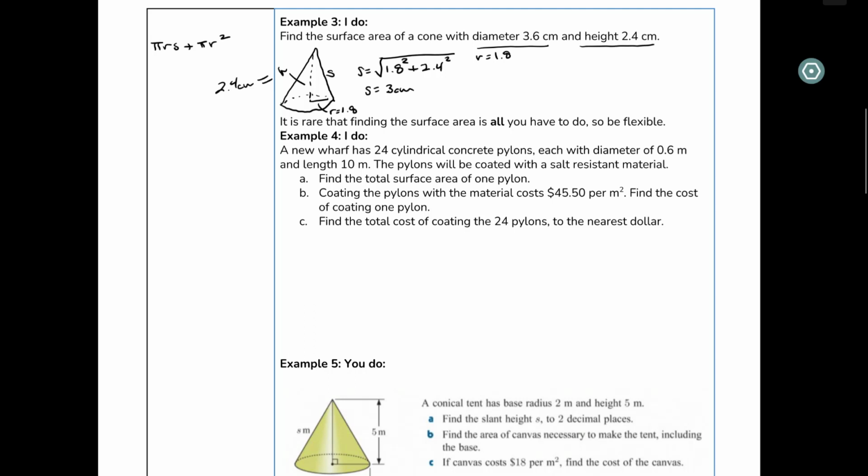So the next step is to plug everything in that we need into our pi r s plus pi r squared formula. Abbreviate this with SA for surface area. So we have pi times my radius, 1.8, times my slant height, 3, plus pi times my radius squared to account for that bottom part. Now let's jump over to Desmos.